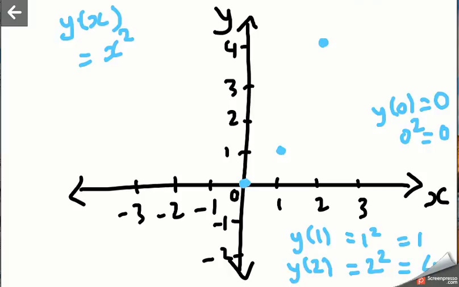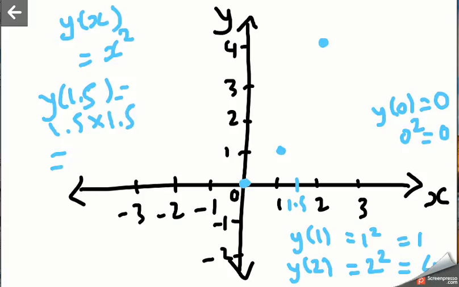Wow, okay. How about 1.5? What is y of 1.5? That's equal to 1.5 times 1.5, which equals 2.25. Okay, so 2.25 I guess is about there. And you'll find if you fill in the whole thing, it actually makes kind of a curve like this. Makes a kind of a curve shape. 3 squared is 9, so that shoots all the way up.